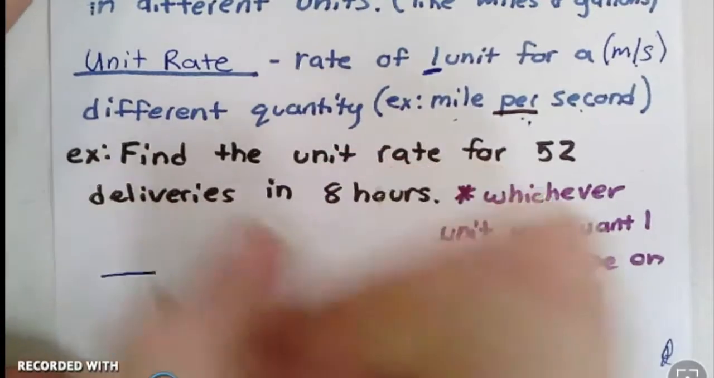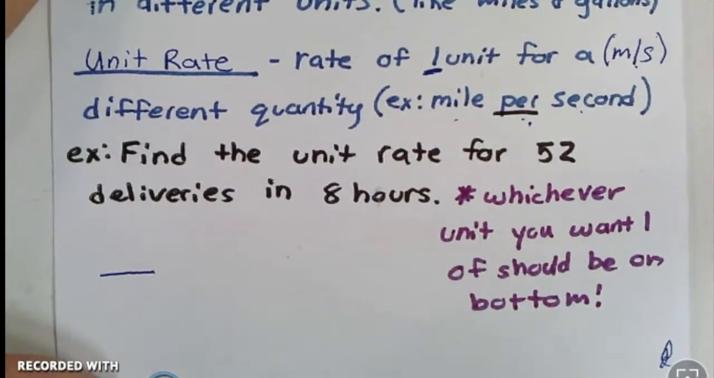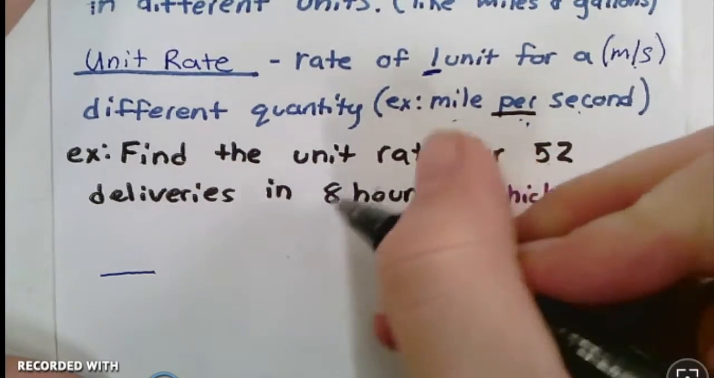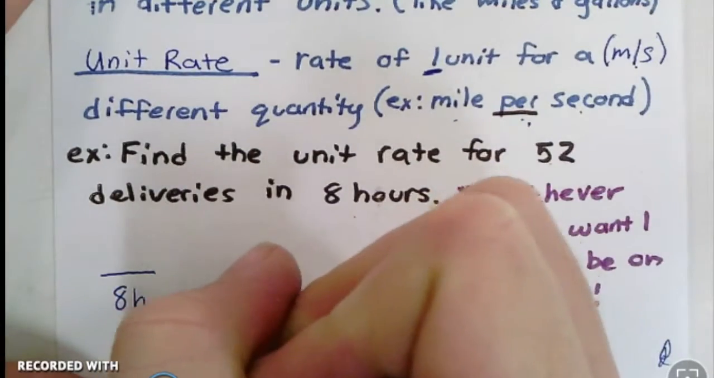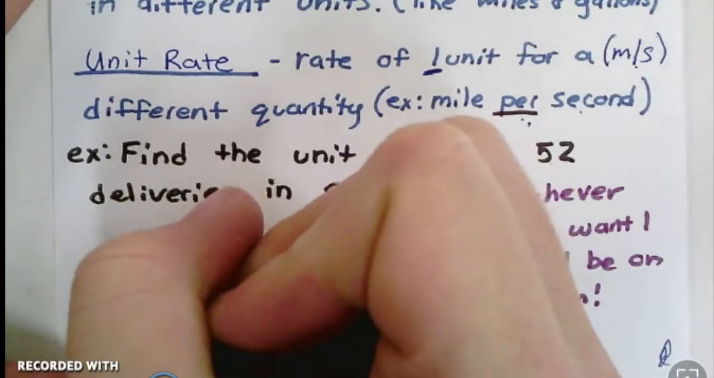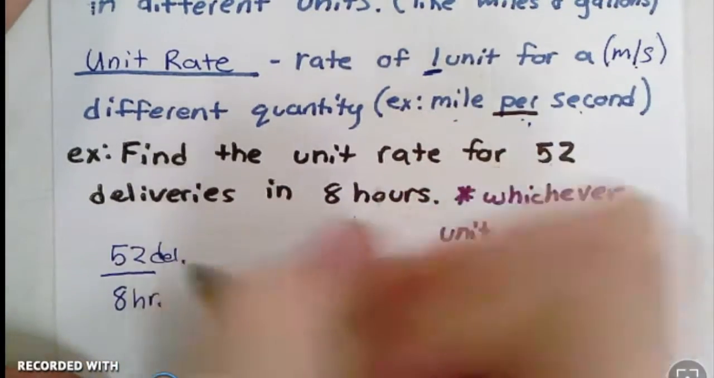So we're going to set it up as a ratio, and I'm going to do it as a fraction. And I have 52 deliveries and 8 hours. When I have my final answer, do I want to know the deliveries per hour or the hours per delivery? Right, I'm probably going to be more interested in the amount of deliveries in 1 hour. So since I want this to be for 1 hour, that's what's going to go on the bottom, the 8 hours. And on the top will go the 52 deliveries.